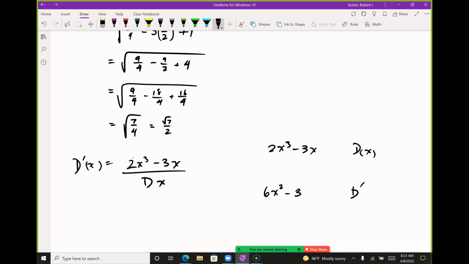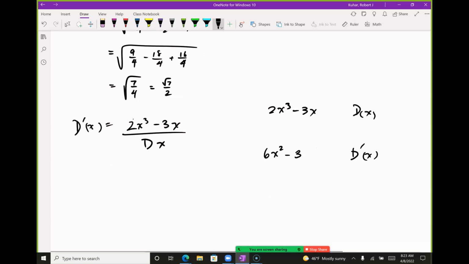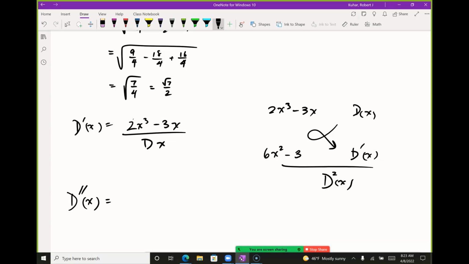And the derivative of d is d prime. So I get my d double prime from that loop. Make sure you tell me if you see a mistake. I think I'm okay.